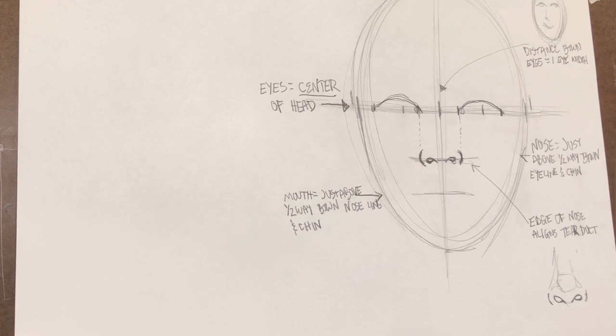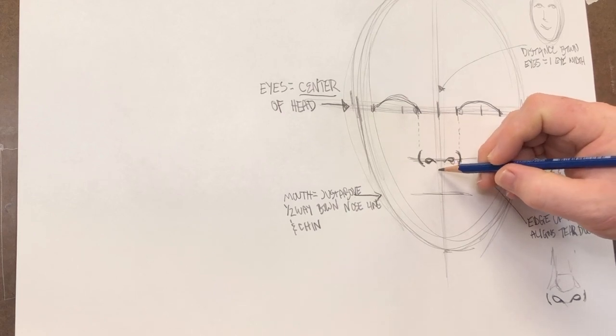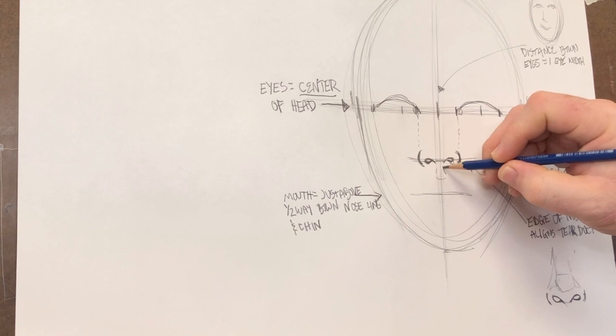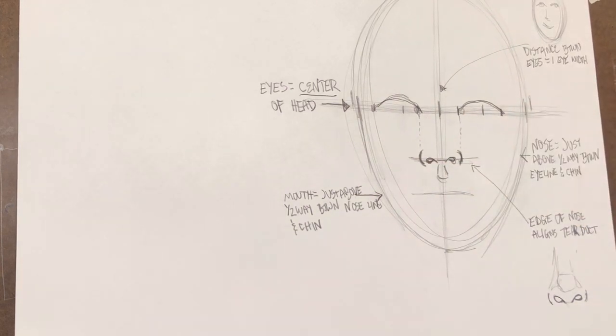The next thing that I like to do, we've got everything generic here. Edge of nose aligns to tear duct. When I start to make the mouth, one thing I like to do, you know that little dimple right under your nose and above your lips? I like to draw that in. And that thing's called the philtrum. That little divot underneath your nose is called the philtrum, P-H-I-L-T-R-U-M.